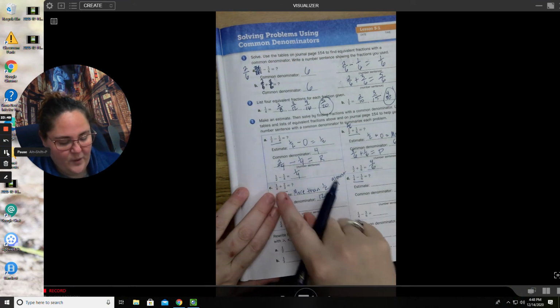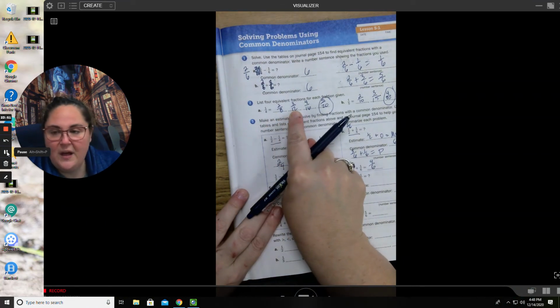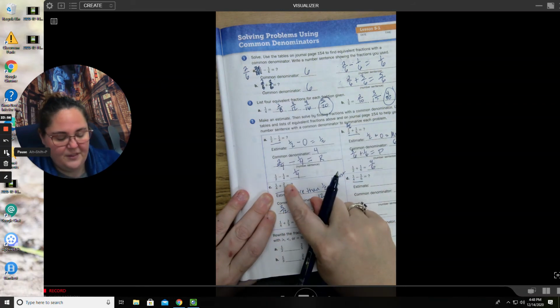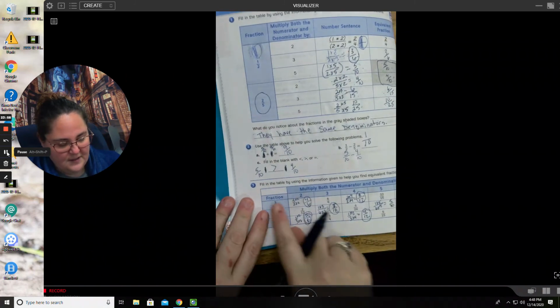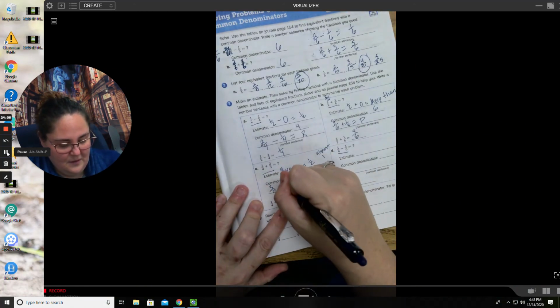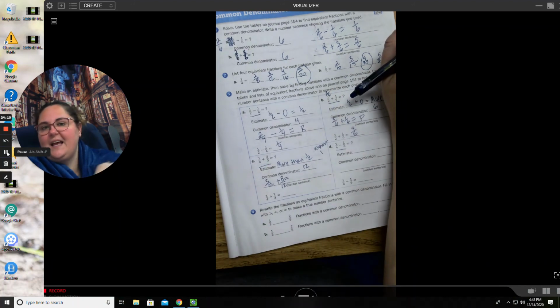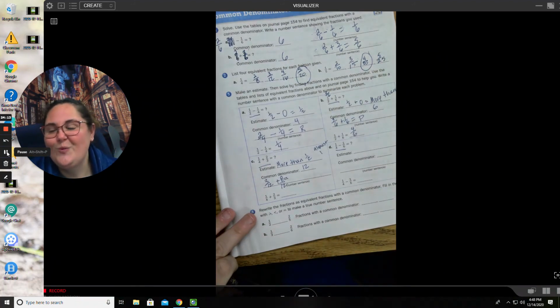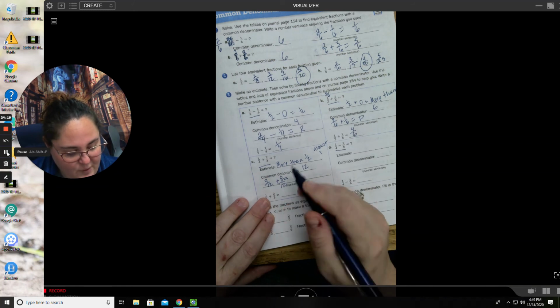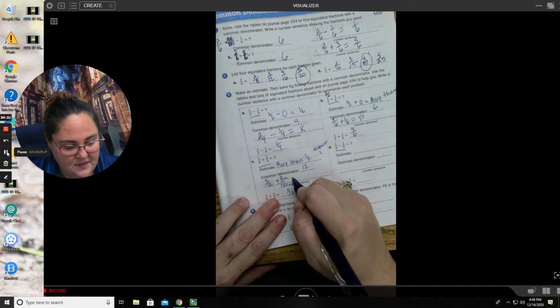All right, looking at my fourths, here's 1/4. My denominator 12 would be 3/12. Go to my thirds, 2/3, denominator 12. My equivalent fraction is 8/12. So 3/12 plus 8/12 equals what? What is my answer? 3/12 plus 8/12. All right, if I actually add this out, 3/12 plus 8/12 is 11/12.